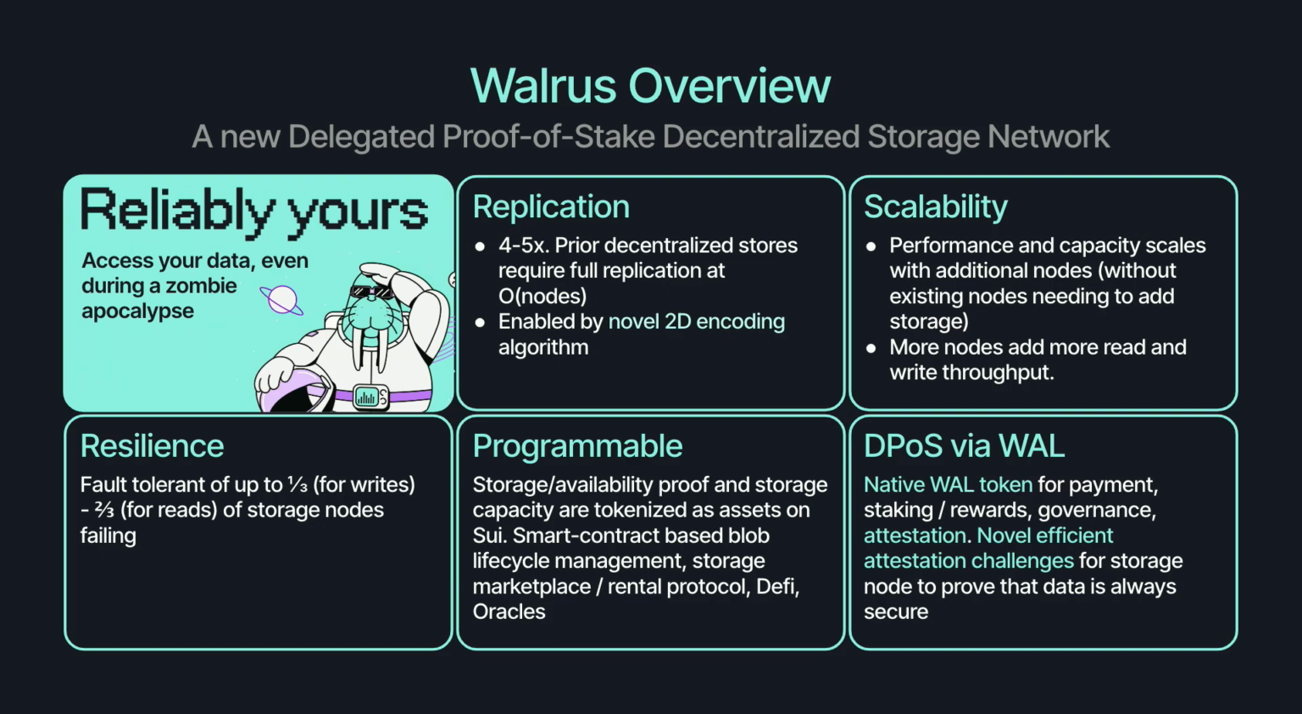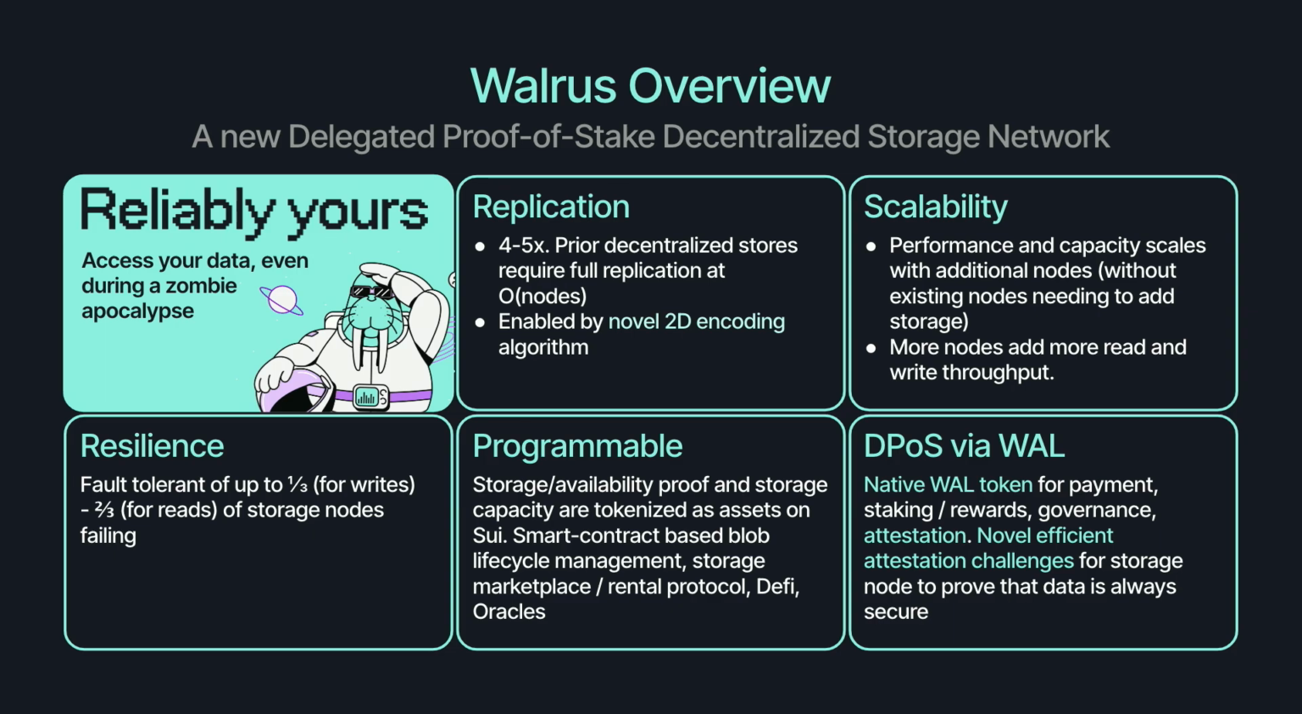And because of this low replication, it actually makes Walrus very scalable. On other networks, when you add nodes, you're actually adding more storage requirements because every node has to replicate the data. But when you add nodes on Walrus, you're actually increasing the performance and increasing the capacity.